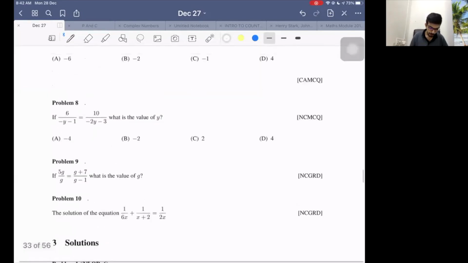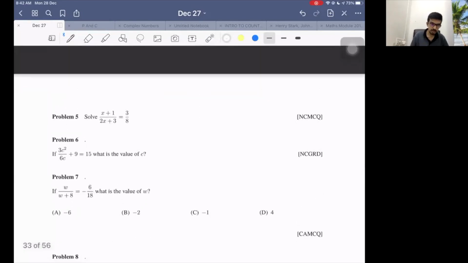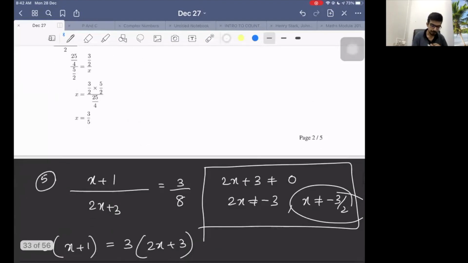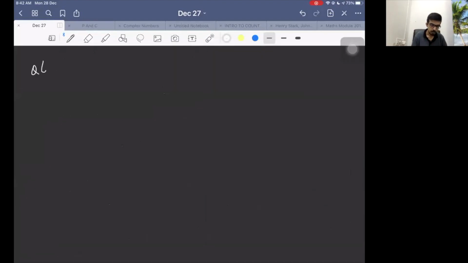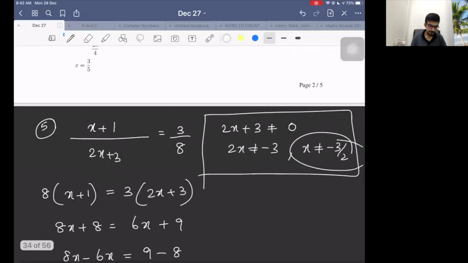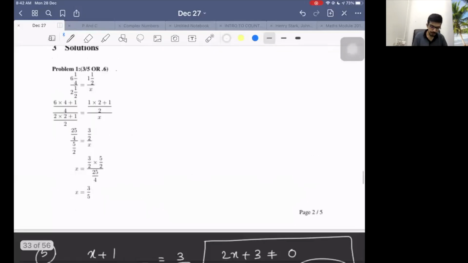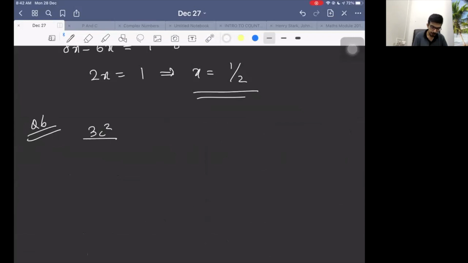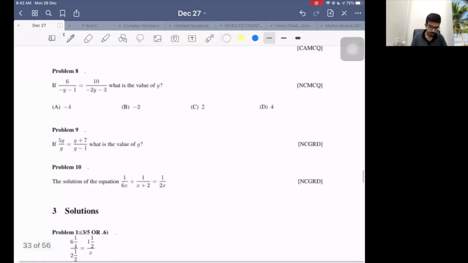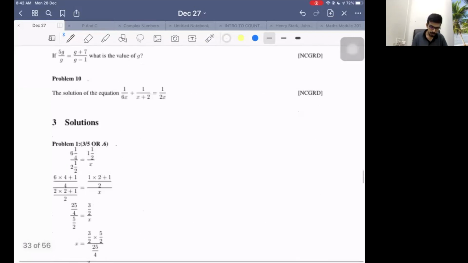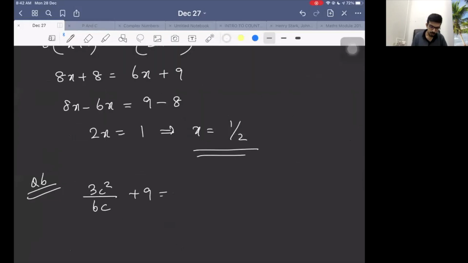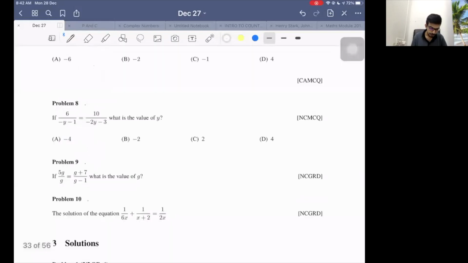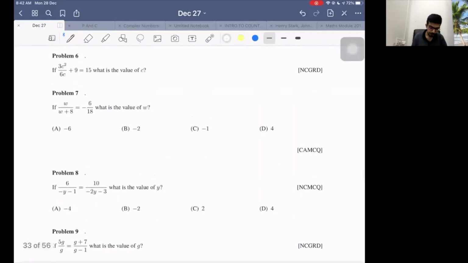So fifth problem is over. Then we have question number 6. Question number 6. 3c square divided by 6c plus 9 is equal to 15.